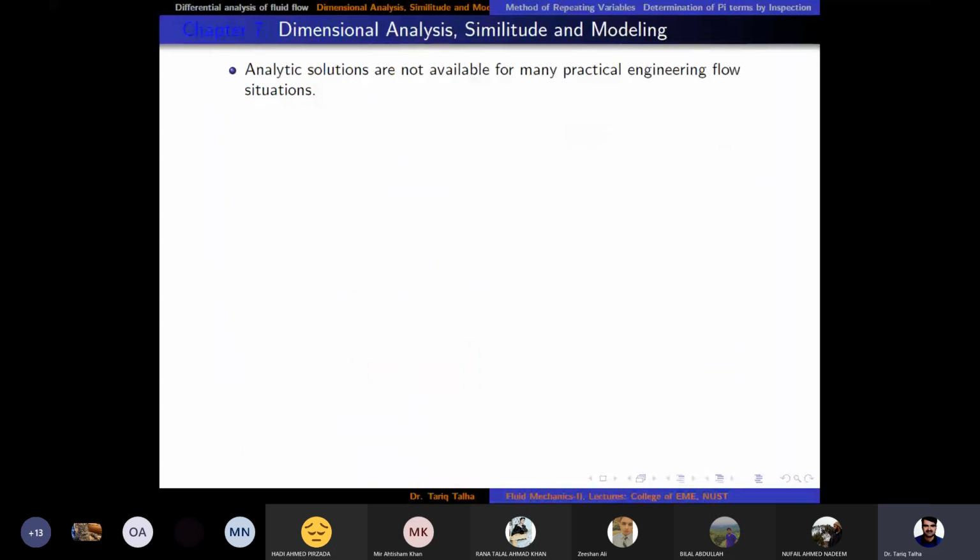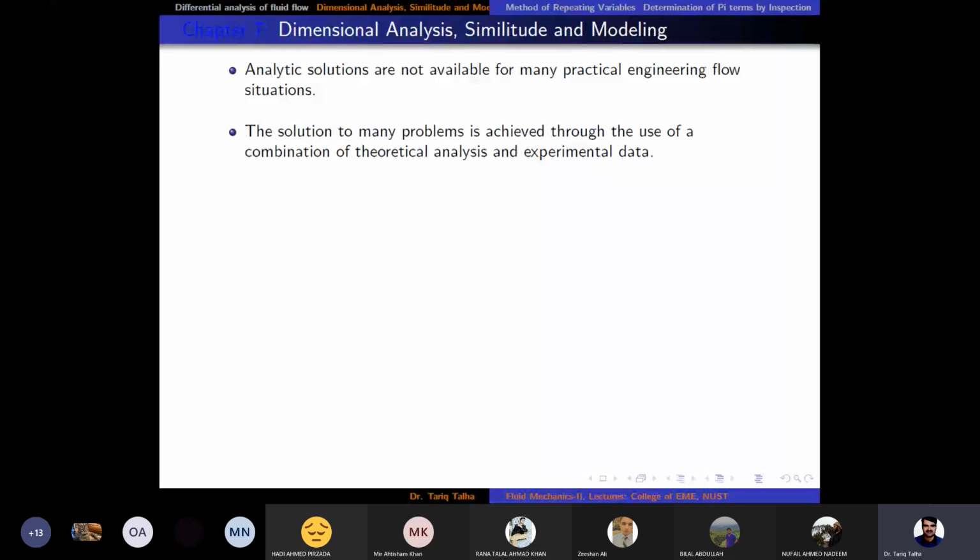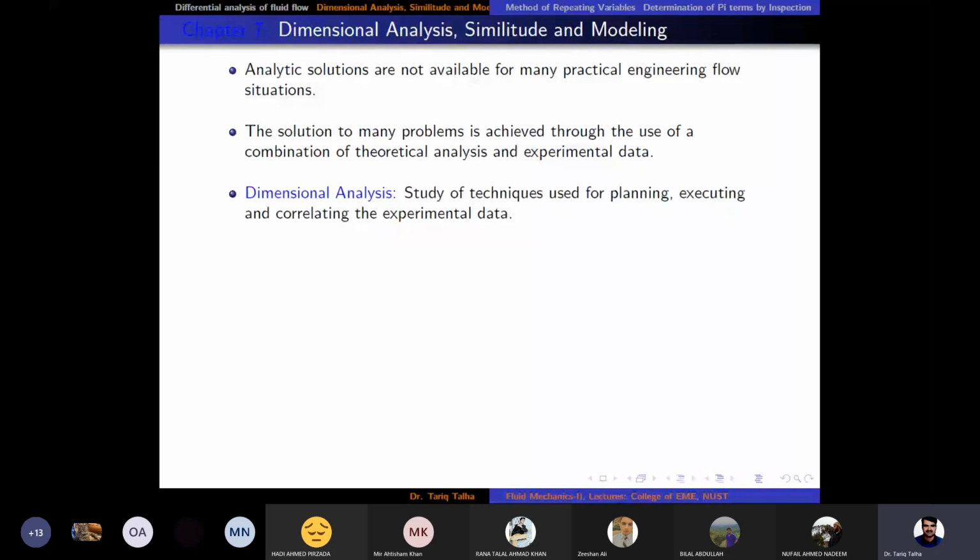As I mentioned in the beginning, we need experiments because analytic solutions are not available for many practical engineering situations. So the solution to many problems is achieved through a combination of theoretical analysis and experimental evaluation. Dimensional analysis is chapter 7 of your book. It is the study of techniques used for planning: how to identify the critical, independent parameters we need to consider in the experiment, how to execute that experiment, and then how to correlate the experimental data.